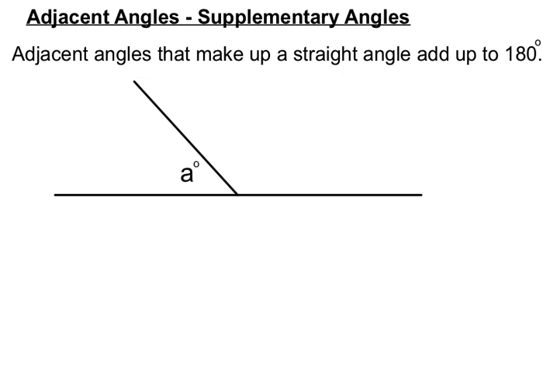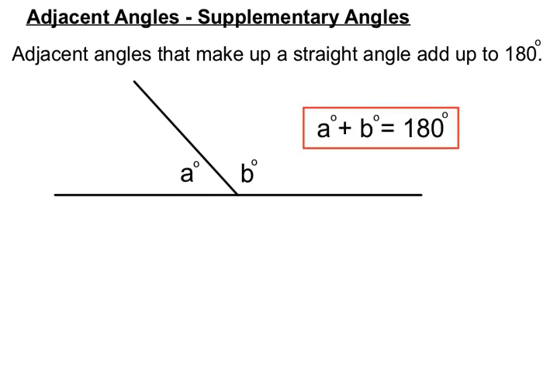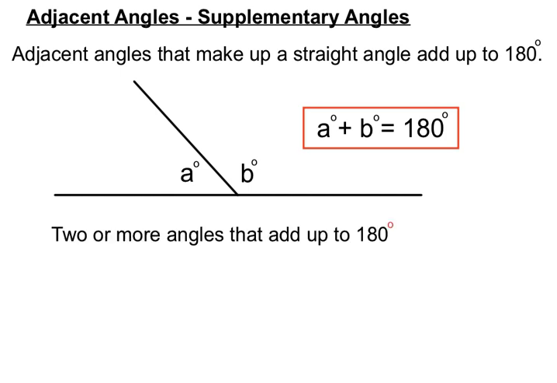They're sitting on that line there, so that smaller angle there, A degrees, and we could call the bigger angle B degrees. We don't know about their sizes so much, but we do know what they add up to. They definitely add up to 180 degrees. Now we had a special name for two angles that added up to 90 degrees. That was complementary. This time, two or more angles that add up to 180 degrees, we're going to call them a special name as well. They're called supplementary angles. So we could say there that the angles A and angle B are supplementary angles.